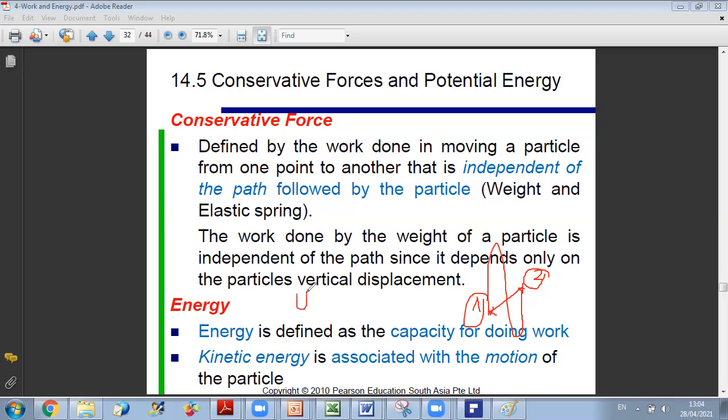So for example, for the work of the weight, we developed last time, if you remember, that if we take y positive upward, the work of the weight is minus w delta y. And delta y is just y final, here y2 minus y1. This means that whatever path I go through, at the end, the work of my weight will be the same. This is why we say that the weight is a conservative force, because its work is independent of the path of motion. It just depends on the initial and final position.